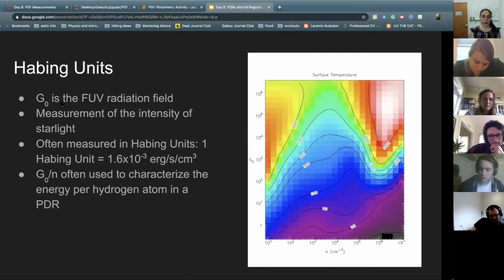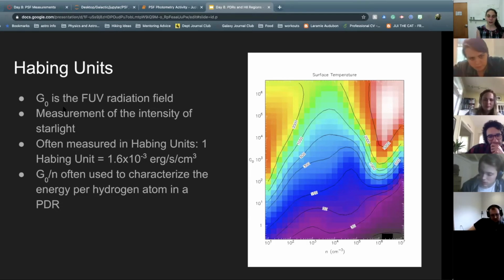And it's a measurement of the intensity of the starlight. So higher G0s means there are more O and B stars, there's more FUV radiation. So it tells you a bit about what's happening inside of your H2 region and by extension, the PDR. G0 is typically measured in Habing units, where 1 Habing unit is equal to 1.6 times 10 to the negative 3 ergs per second per centimeter cubed.